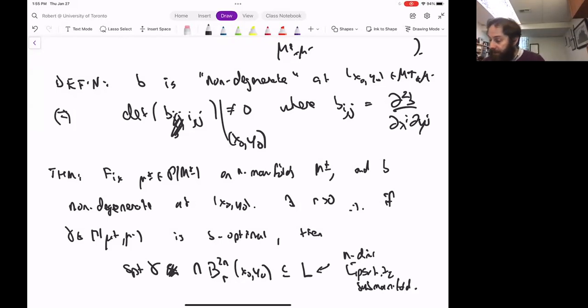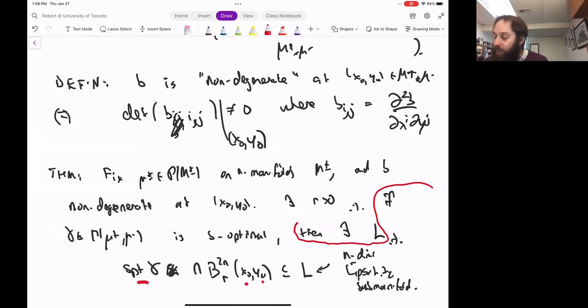And, to get the order right, I should say there exists an n-dimensional Lipschitz submanifold L such that, if gamma is optimal, the support of gamma is contained in L. But in any case, this shows you that at least locally at x naught, y naught, the support of gamma, although it could potentially be 2n dimensional, is actually only n dimensional. It's sitting on this half-dimensional subset.